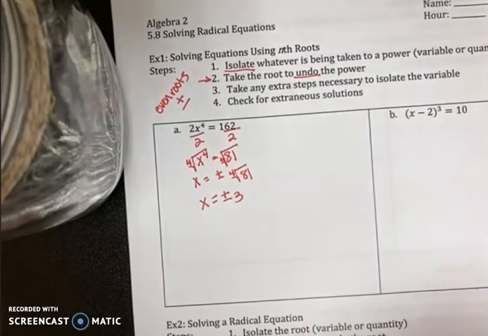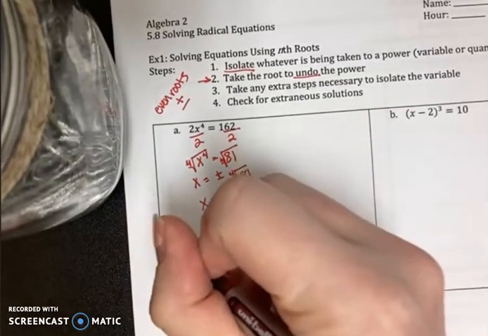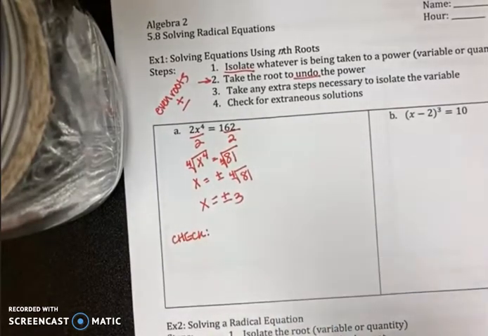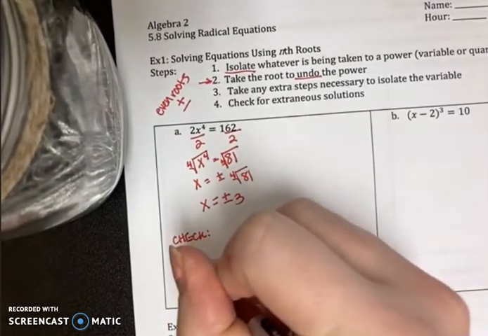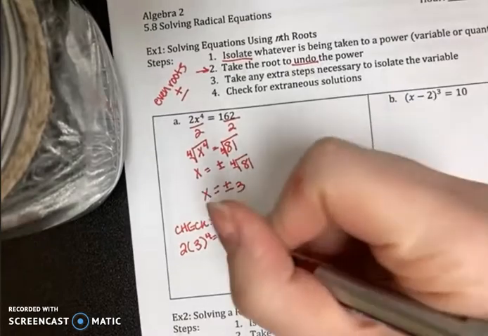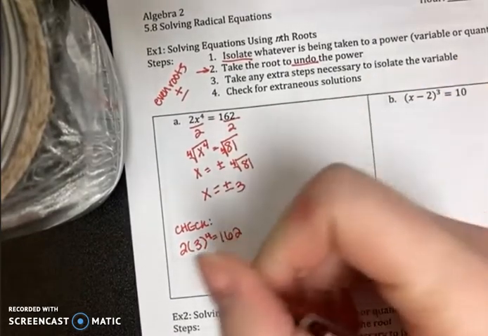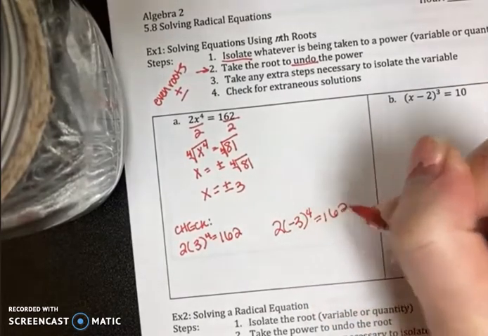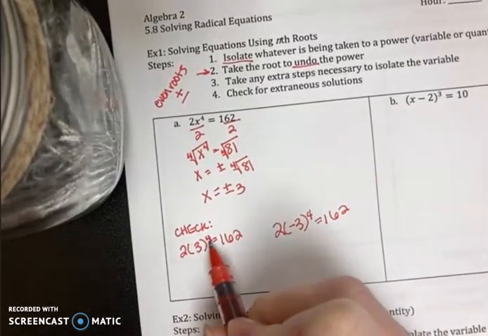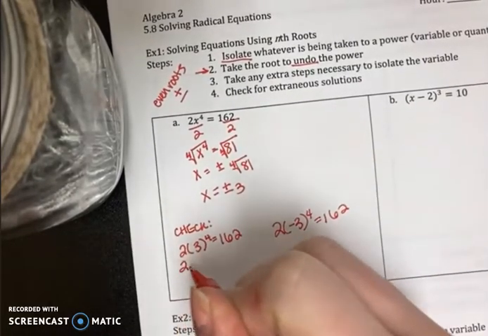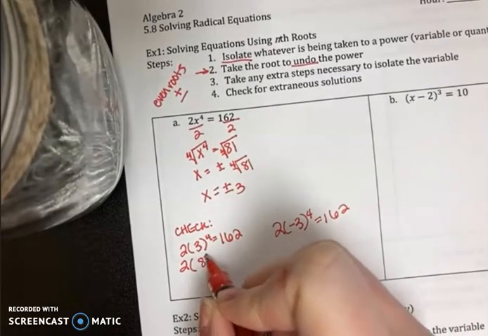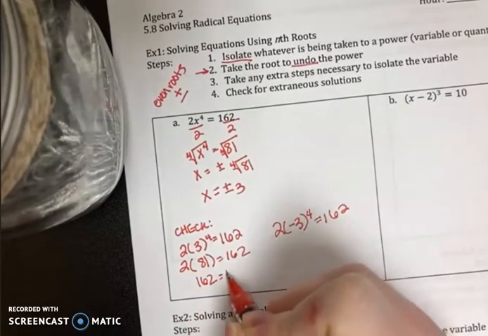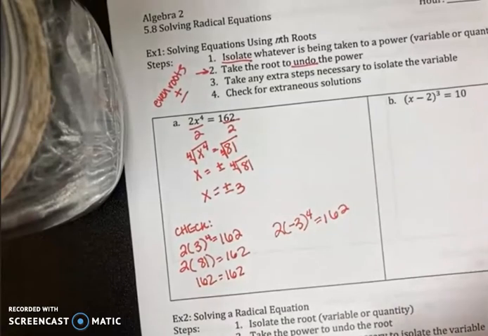Now we need to check for extraneous solutions. We're going to check both of our solutions, a positive 3 and a negative 3, and we do that just by plugging it right back in. So 2 times 3 to the 4th equals 162. And then we have 2 times negative 3 to the 4th power equals 162. Okay, this 4th power only belongs to the 3, so we have 2 times 3 to the 4th power, which is 81. 2 times 81 is 162. So we get the same thing on both sides of the equation, meaning that it works.